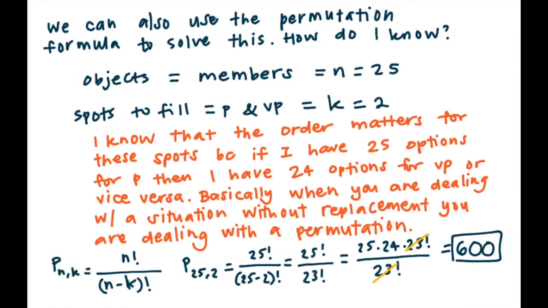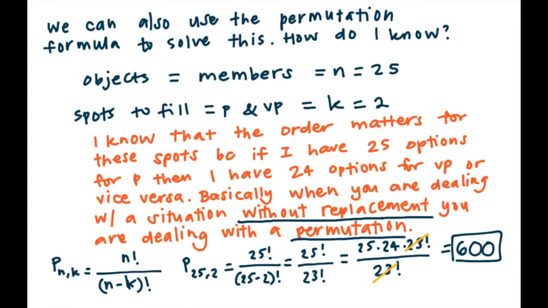Okay, so I know that the order matters for these spots because if I have 25 options for president, then I have 24 options for vice president, or vice versa. Meaning, if I have 25 options for vice president, that means I only have 24 options for president. Basically, when you are dealing with a situation without replacement, you are dealing with a permutation. So the key takeaway is when you're dealing with without replacement, that means you're probably dealing with a permutation. Okay? So now we're going to use the permutation formula, which is P n comma k equals n factorial over n minus k factorial.